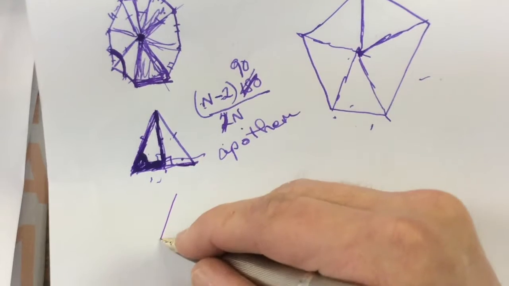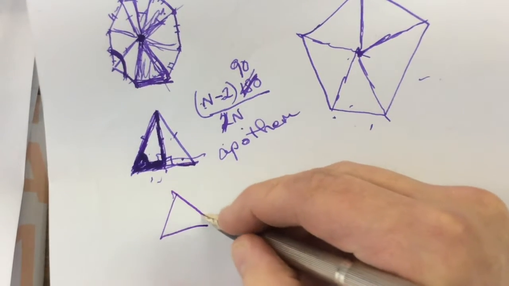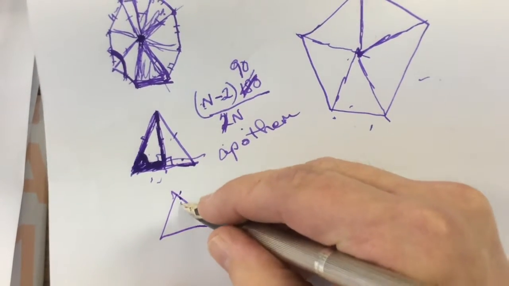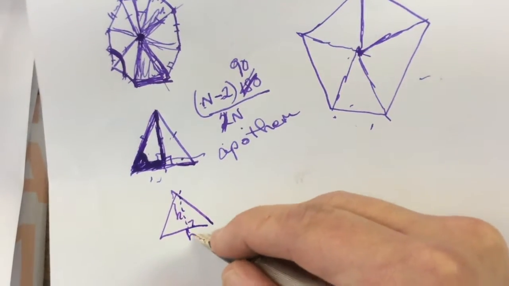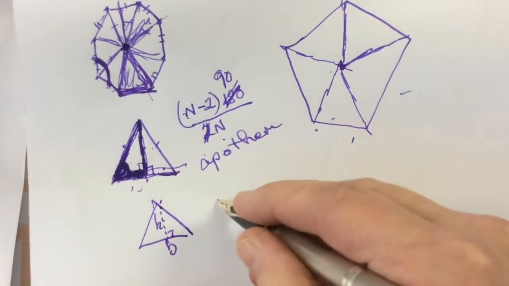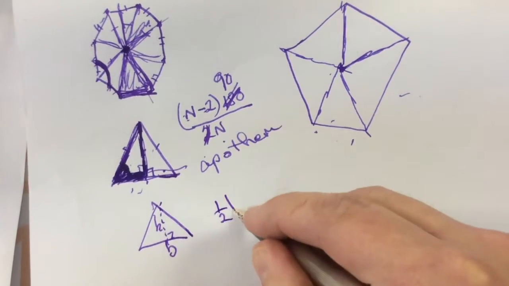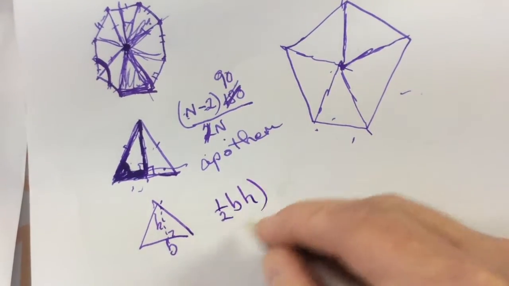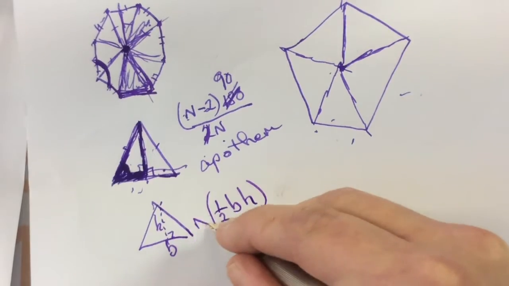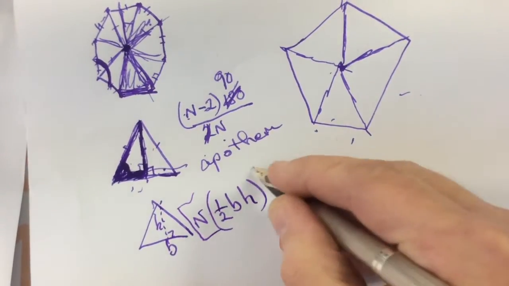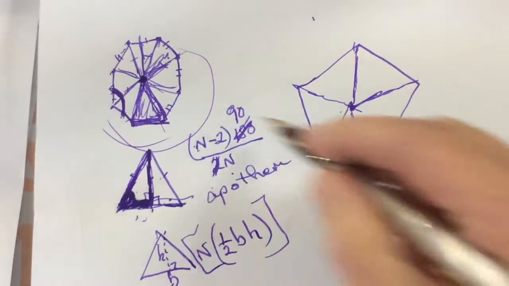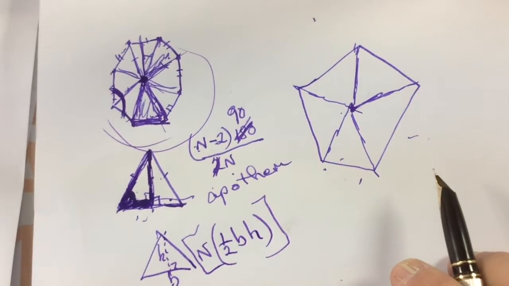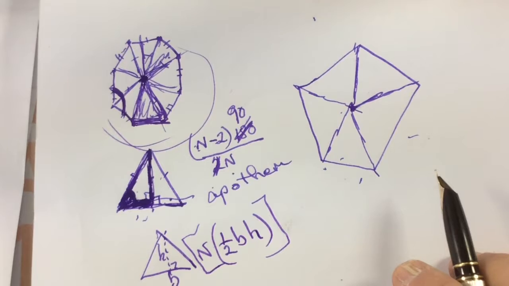Once you do that, then you go back to thinking about this triangle right here. You know this height, you know this base. So 1/2 times the base times the height times however many sides there are is going to be the area of your regular polygon.